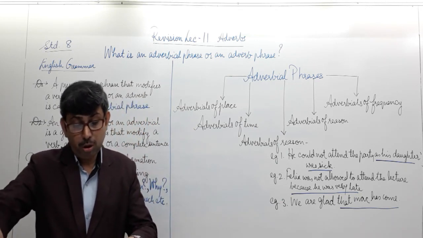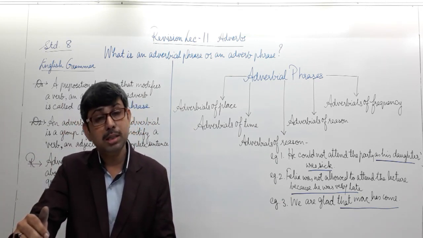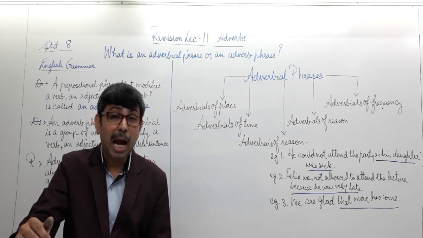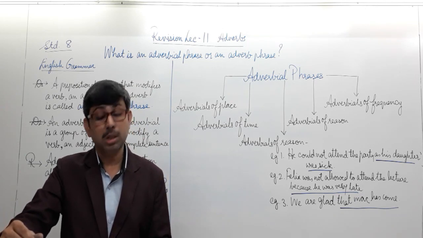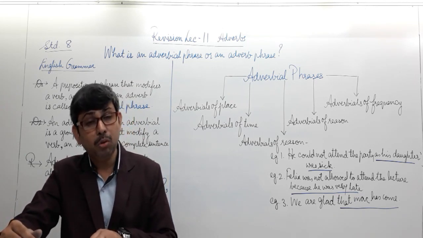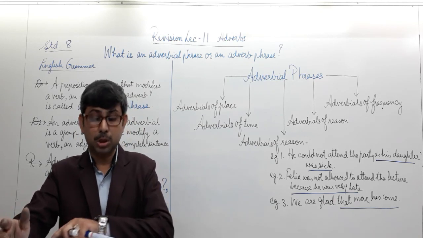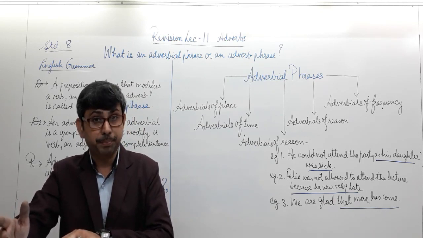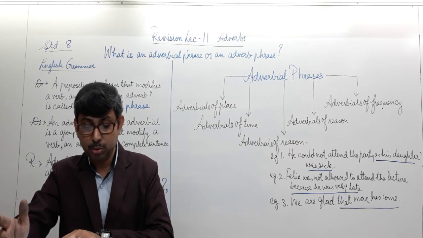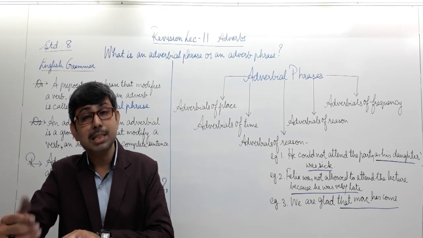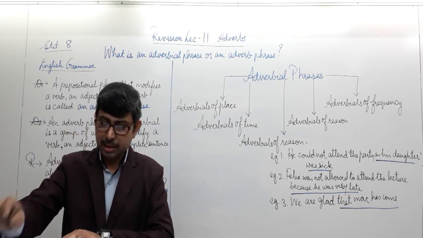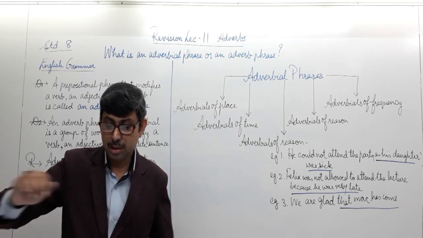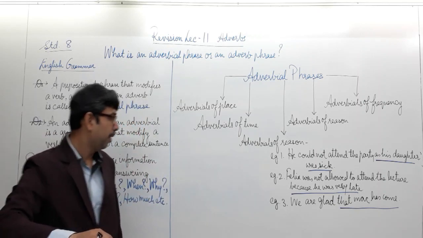Well, first of all, adverbials of frequency. What does it tell us? What does it indicate? Adverbials of frequency tell us the number of times something has happened or not happened. Isn't it? As we learned in the adverb of frequency. In the adverb of frequency, we learn the same thing. So, adverbial of frequency is about the same thing. It tells the number of times something has happened or not happened in the positive or the negative sense. Let's see a few examples to understand the adverbial phrases of frequency.